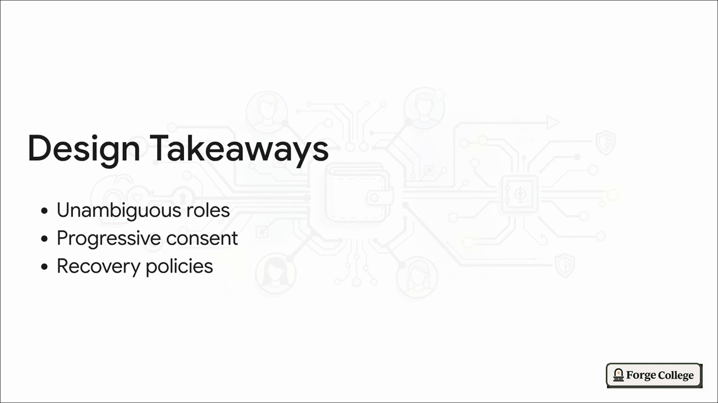And finally, treat social recovery as a highly visible policy. In your UI, outline the delays, the required guardian approvals, and the cancellation windows right up front. That way, users understand their safety net way before they ever actually need to use it. Clarity here is absolutely paramount.